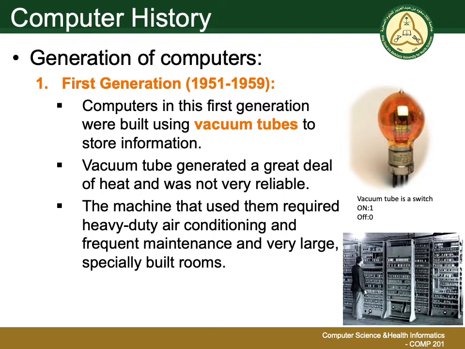So vacuum tubes were used to store the information that we took as input, then we produce some useful or meaningful information. But there was a problem with this kind of technology. It was not reliable and it was generating so much heat. As you can see here in this slide, the machine that used them required heavy-duty air conditioning because the room was very hot, because we have hundreds and thousands of vacuum tubes installed in this machine, and those vacuum tubes generated so much heat in that room.